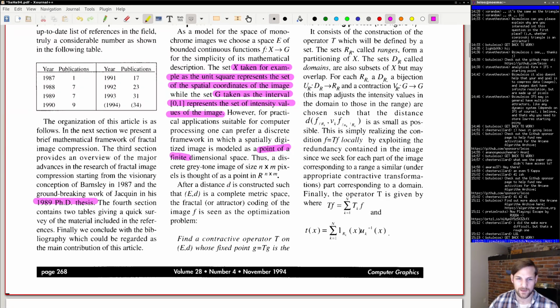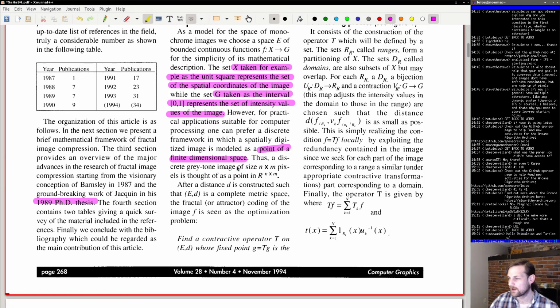Okay, so this is my first question. How do you turn an image into a point of finite dimensional space?